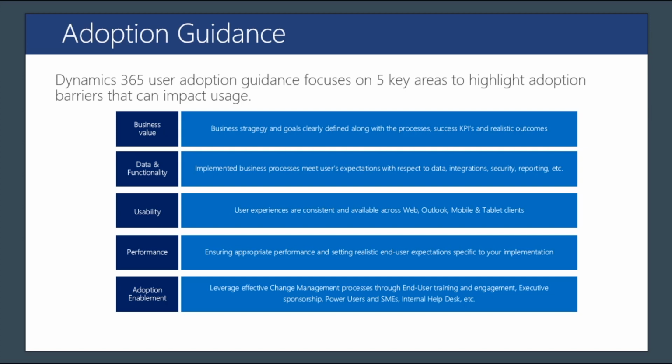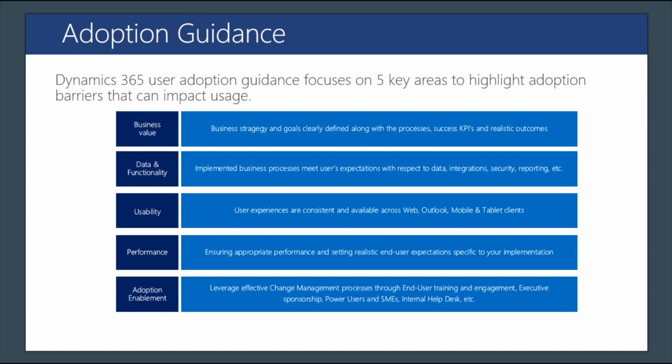What are your realistic outcomes for your usage? What are you expecting from your users? What types of changes are you expecting to happen in terms of the implementation? Another area that we're going to talk about is data and functionality, and this is where you want to make sure that the business processes that are implemented meet the user's expectations with regards to the data that they're going to see, the line of business system integrations that may be part of their daily process and work, security in terms of whether or not their information is visible, how they're able to report on the information that they're handling, and those types of things.